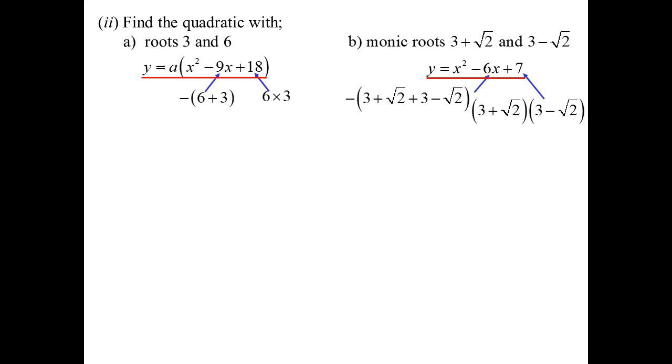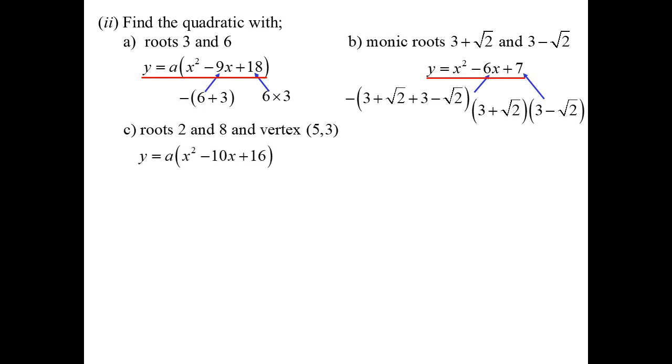In the middle, minus the sum of the roots. And the beautiful thing about adding conjugates, the surd disappears. So 3 and 3 is 6. Minus 6 is the middle term. This time they've given me a bit more information. The roots are 2 and 8, and the vertex is (5, 3).